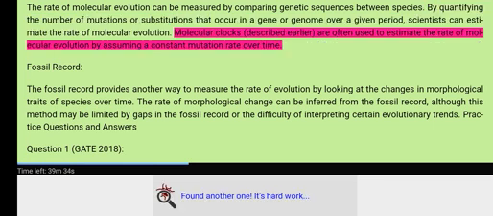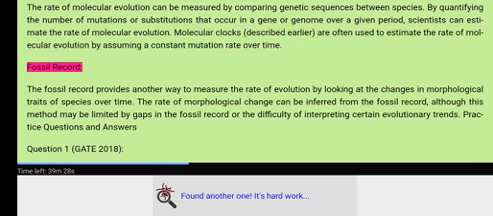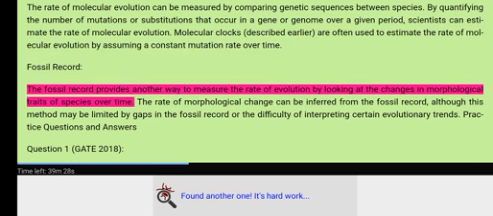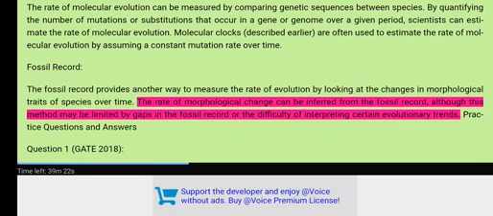Molecular clocks described earlier are often used to estimate the rate of molecular evolution by assuming a constant mutation rate over time. Fossil record. The fossil record provides another way to measure the rate of evolution by looking at the changes in morphological traits of species over time. The rate of morphological change can be inferred from the fossil record, although this method may be limited by gaps in the fossil record or the difficulty of interpreting certain evolutionary trends.